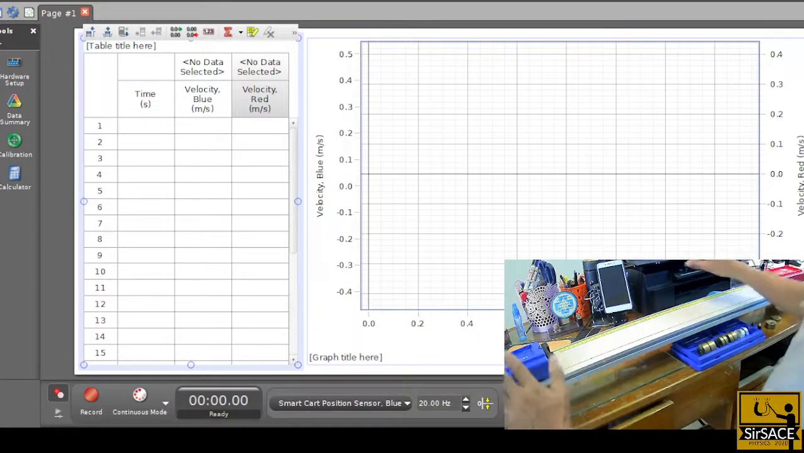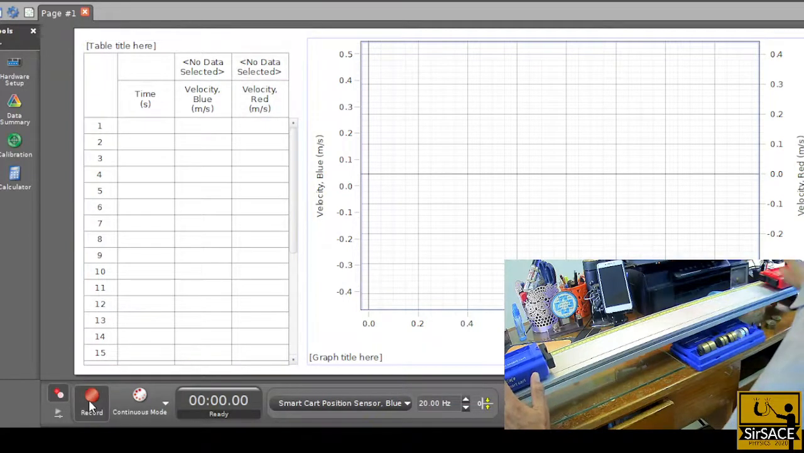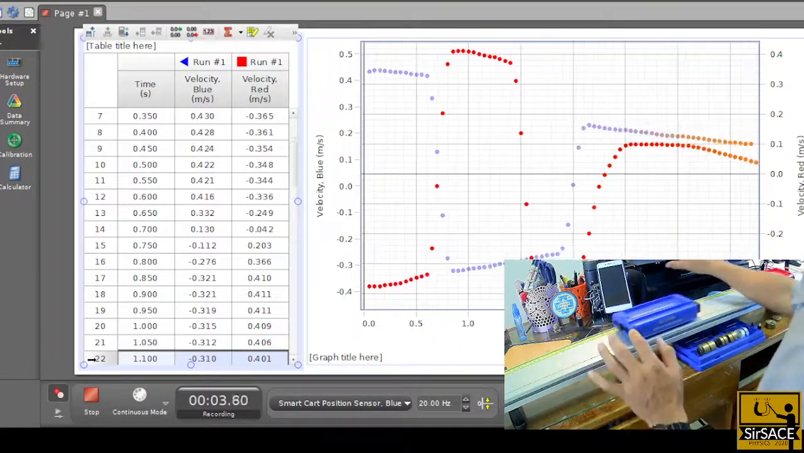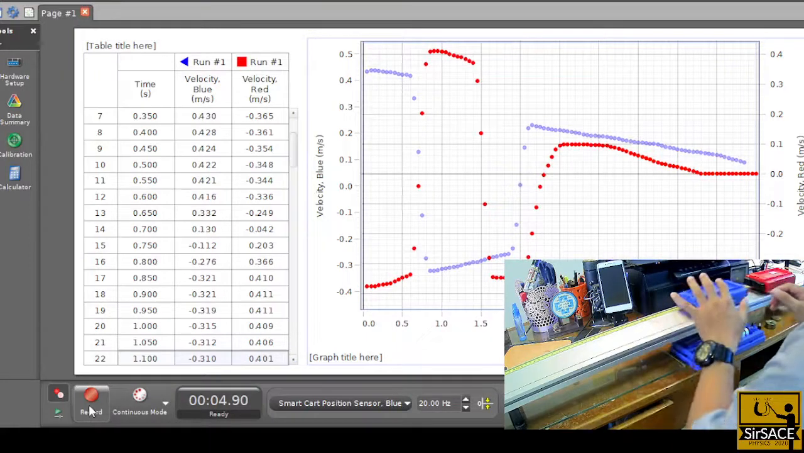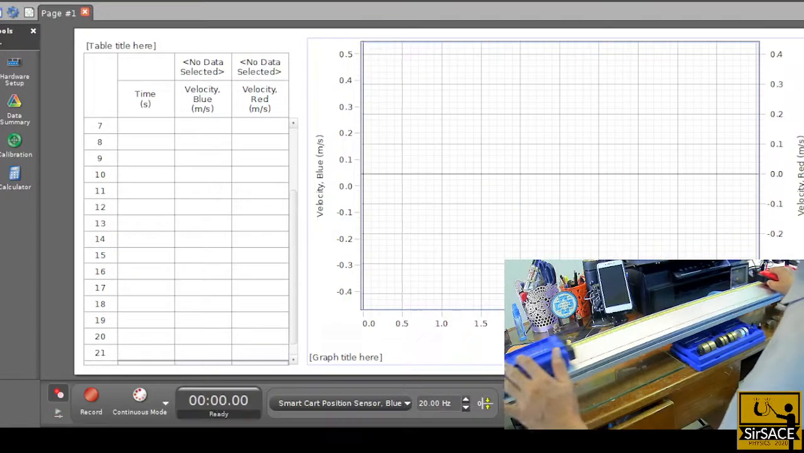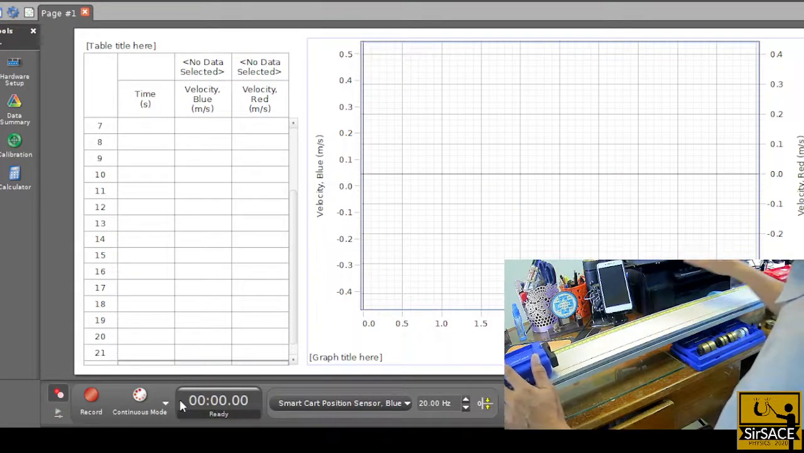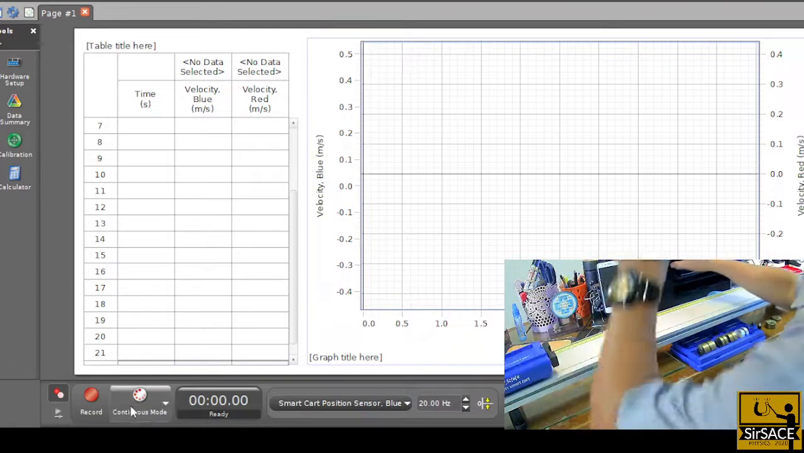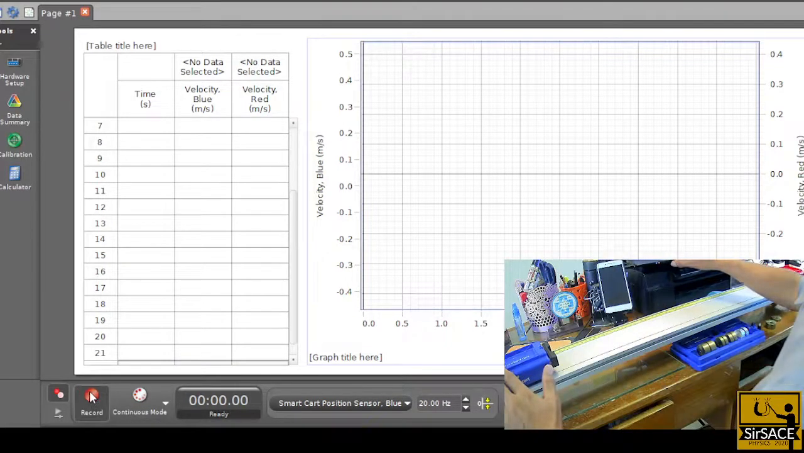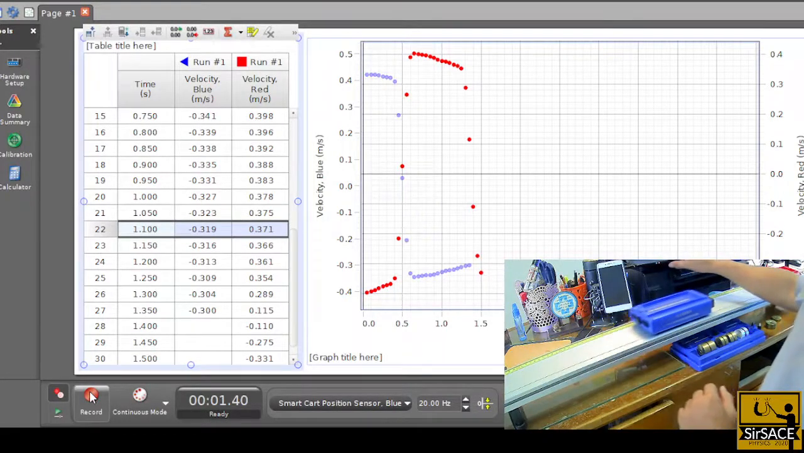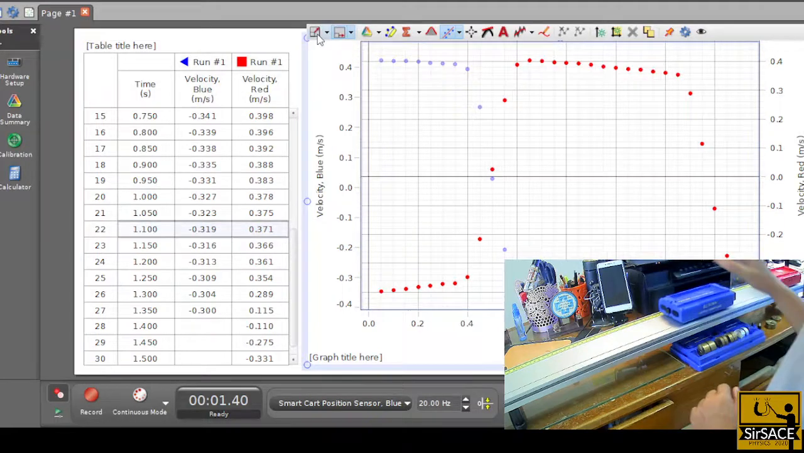So our first trial adds 0 load to the red cart. Okay, let's click record, then allow them to collide. That's it. So stop. Sorry. Okay, let's do it again. Again, for the first trial, no added load to the red. So that is trial 1. Then click record, then allow them to collide, then stop. Okay, so this will be your data.